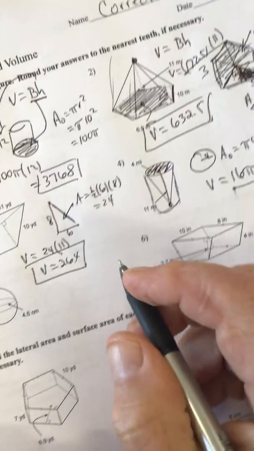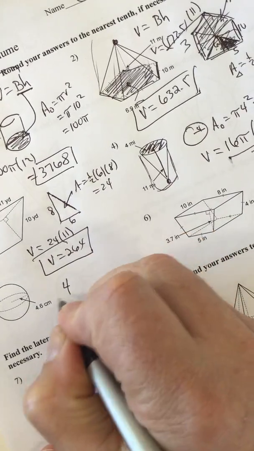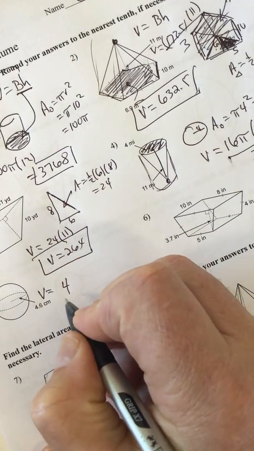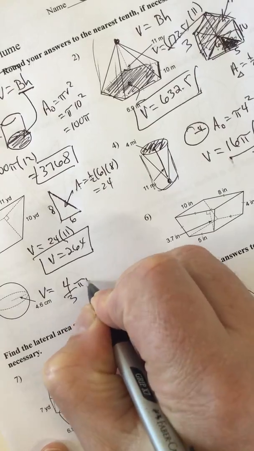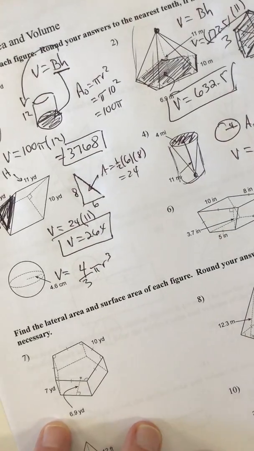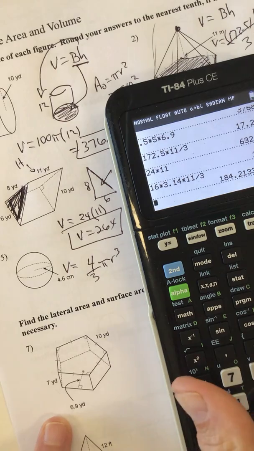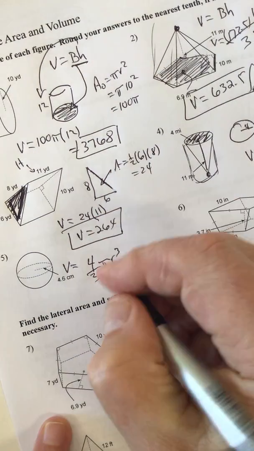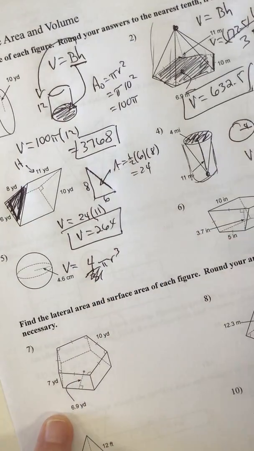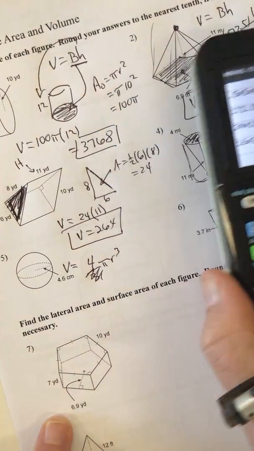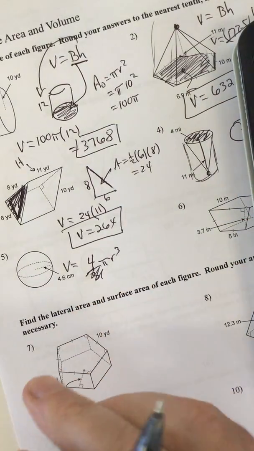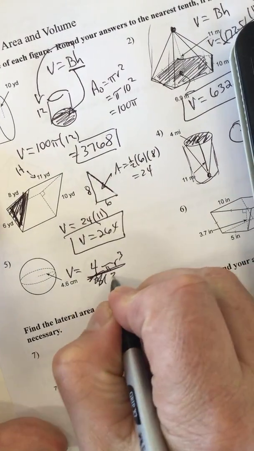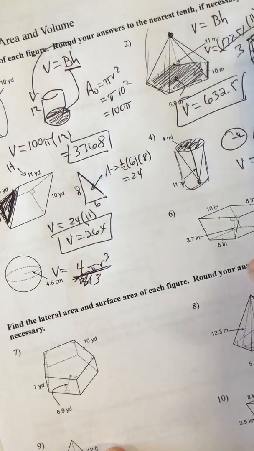Okay, a sphere. The volume of a sphere is, let's see, what is it? 4/3 pi r cubed. Let's see, that's the surface area of a sphere. It's 4 pi r squared. Okay, I'm going to have to go look that up. No, it's 4/3 pi r cubed.